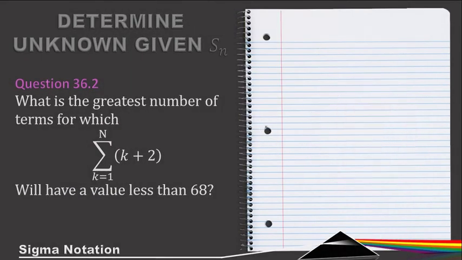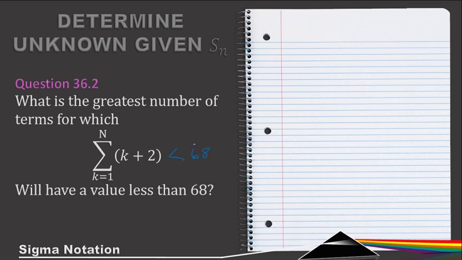Right, so question 36.2, what is the greatest number of terms for which the summation of k plus 2 from k equals to 1 up until n will have a value less than 68? So now you have to think carefully, what are they asking here? Value less than 68, meaning this summation must be less than 68 basically.